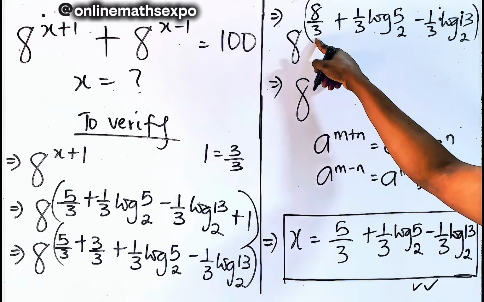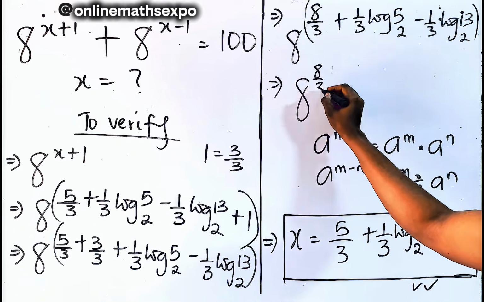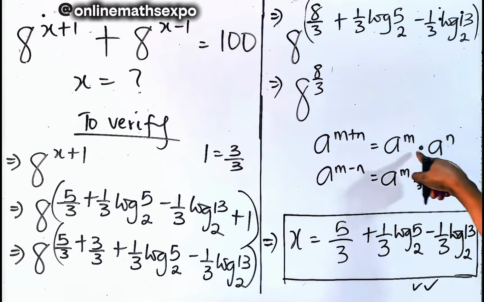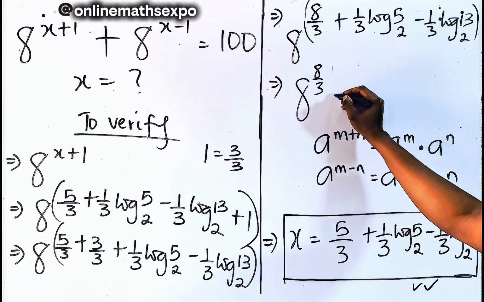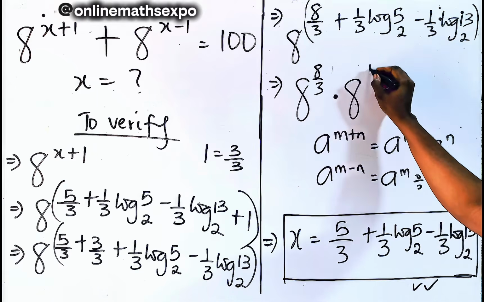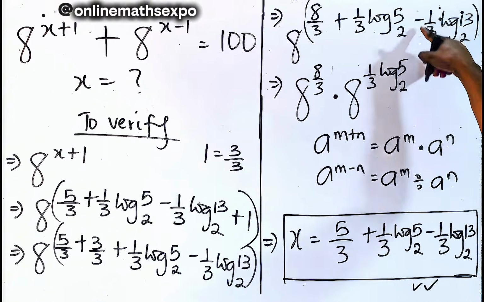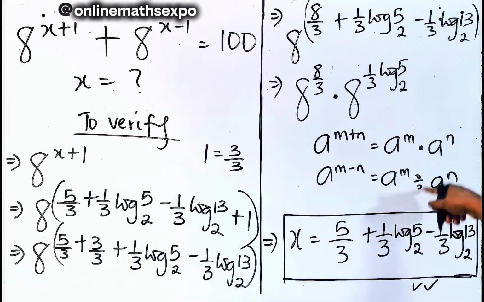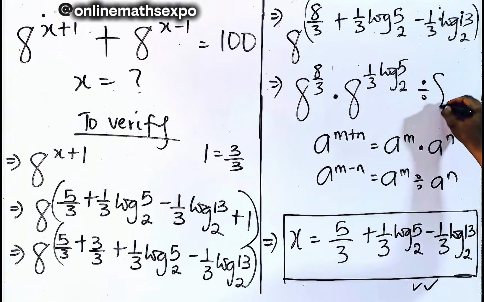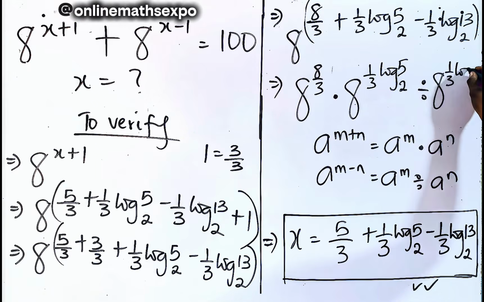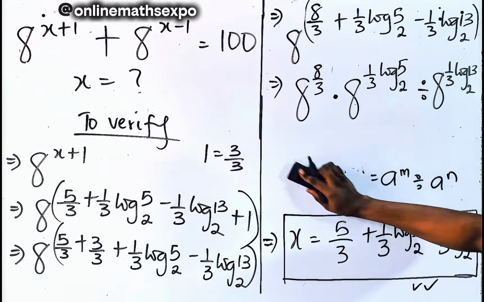For this addition, we have a to the 3rd power. Addition sign at the power turns to multiplication. So we turn this to multiplication of 1/3 log 5 base 2. Subtraction at the power turns to division. So we divide by 8 to the power of 1/3 of log 13 base 2. So we keep simplifying this.